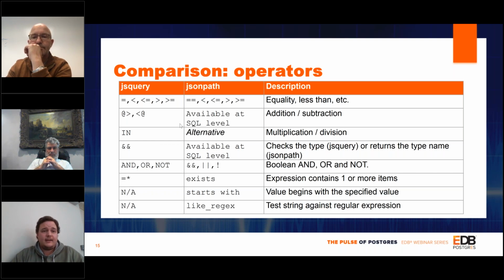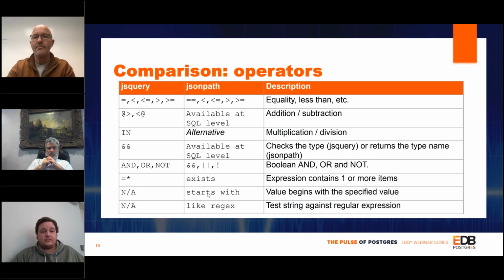So you can't do that in JSONPath natively, but you can do that at the SQL level by comparing two sets of data with the SQL level operators. And ampersand and ampersand is overlap. That's also available at the SQL level. And or not operators, there's just different names for them. And we've also got exists, which is the same.